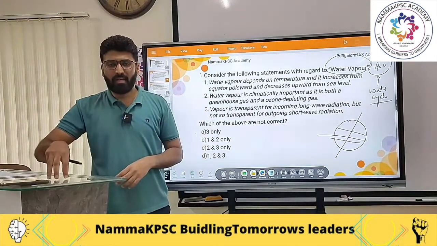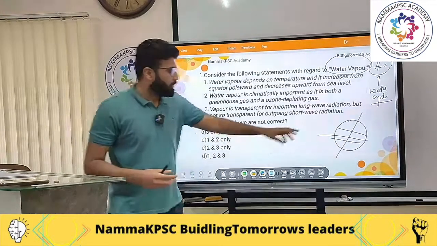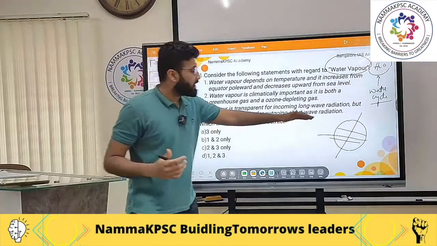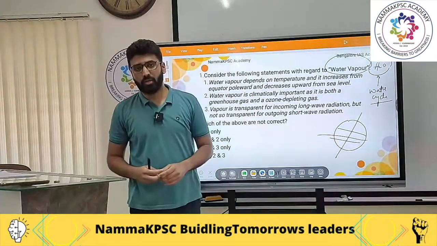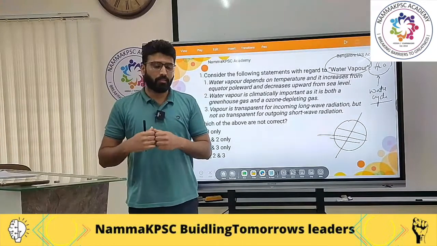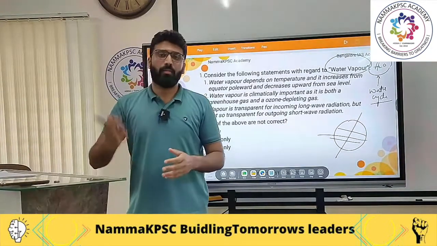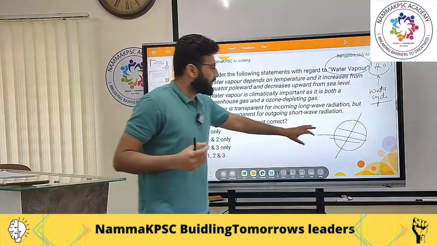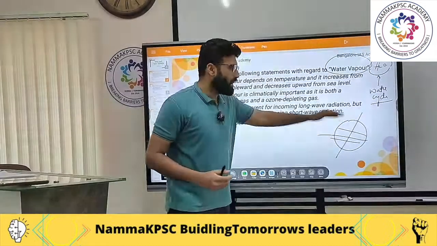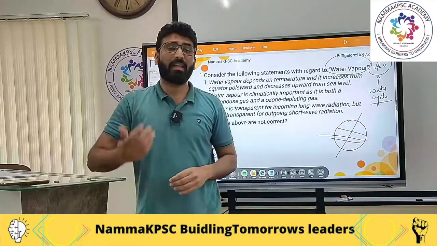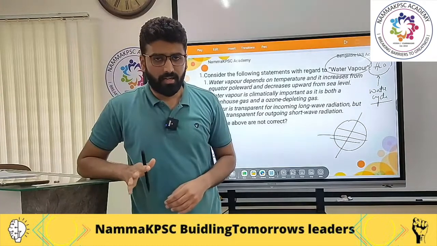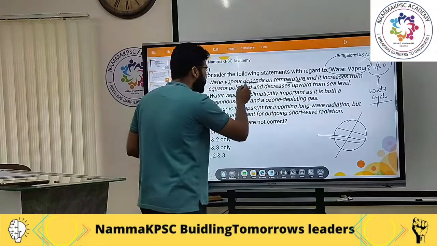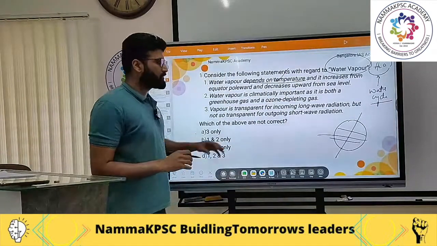If maximum heat is received within the tropical region, maximum evaporation takes place within the tropical region and not at higher altitudes. So if more heat is received in the tropical region, more evaporation takes place, then more water vapor is present in the atmosphere in the tropical region and not at higher latitudes. So if the statement says water vapor depends on temperature, of course it does. So this is correct.